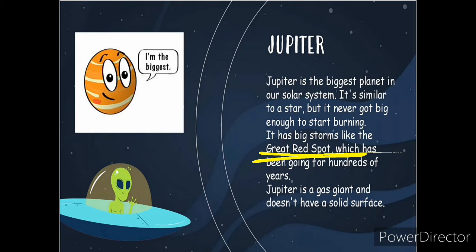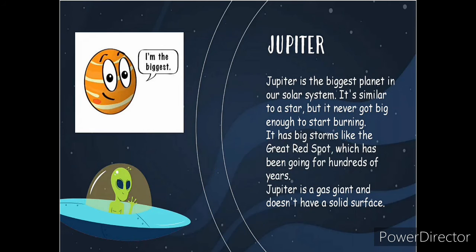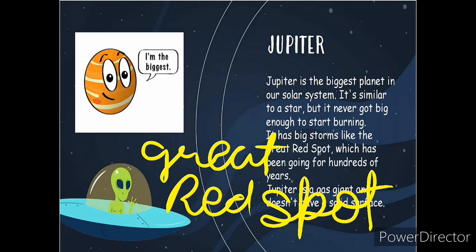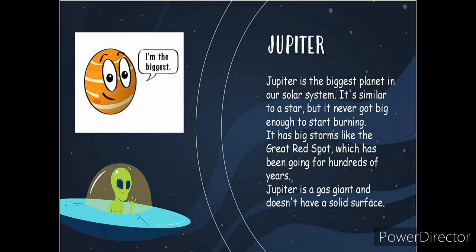It has a storm, which in Hindi we say as bhavandar, right? Storm. And what is the name of this storm? It is named the Great Red Spot. Wait, my writing is not coming good. So it has a Great Red Spot which has been going for hundreds of years. It is a storm that has been there for hundreds of years. It is going on now also.